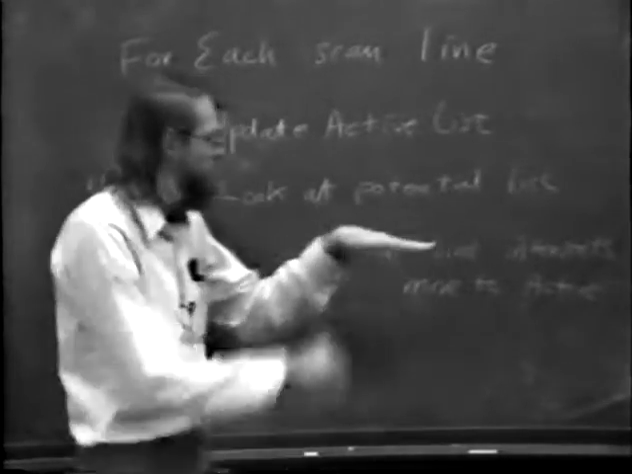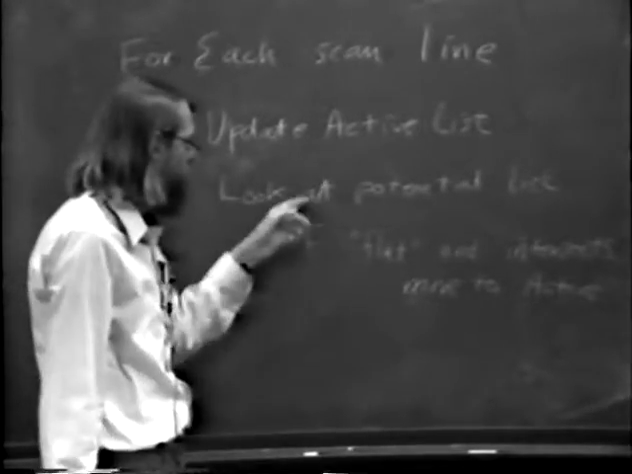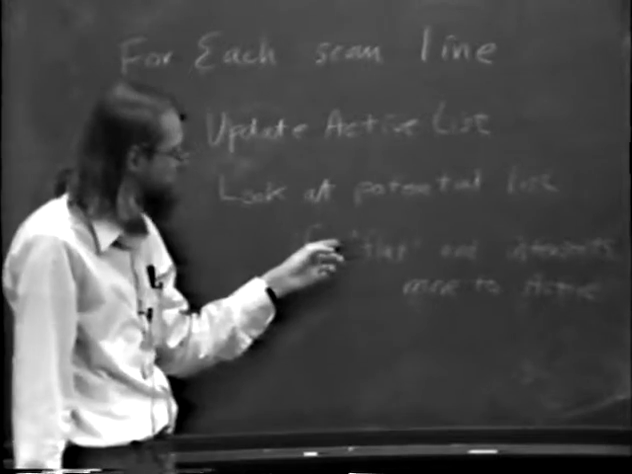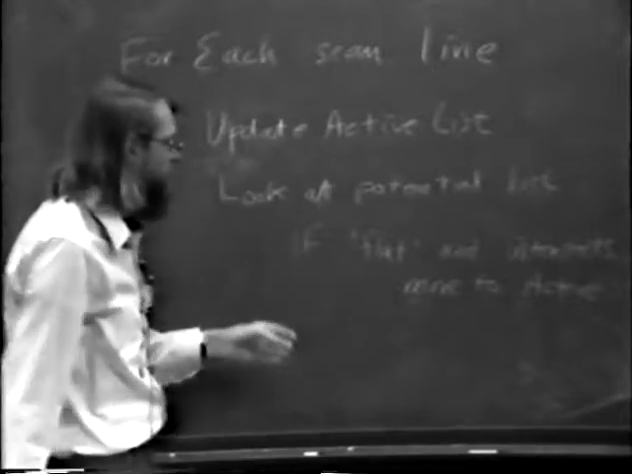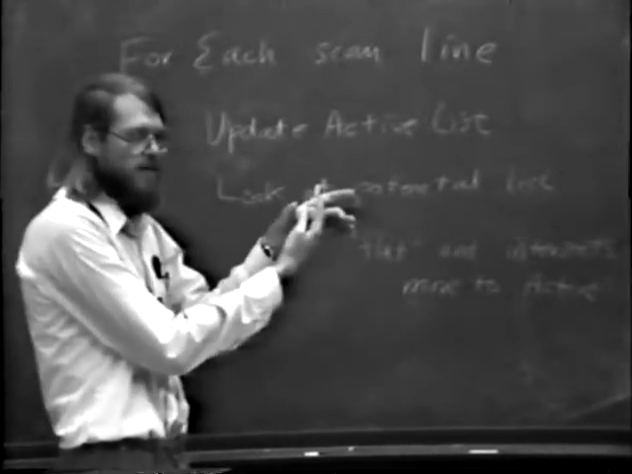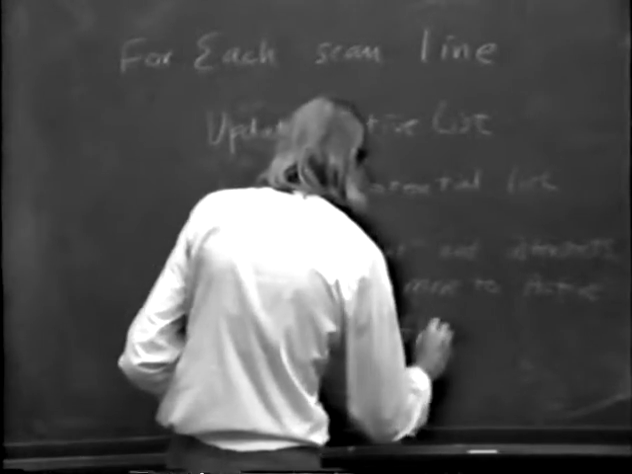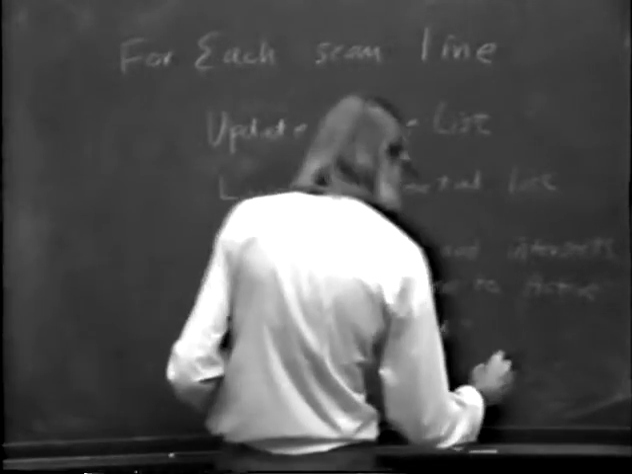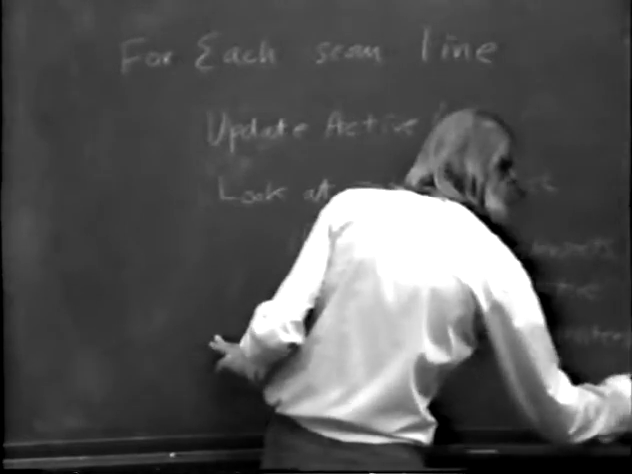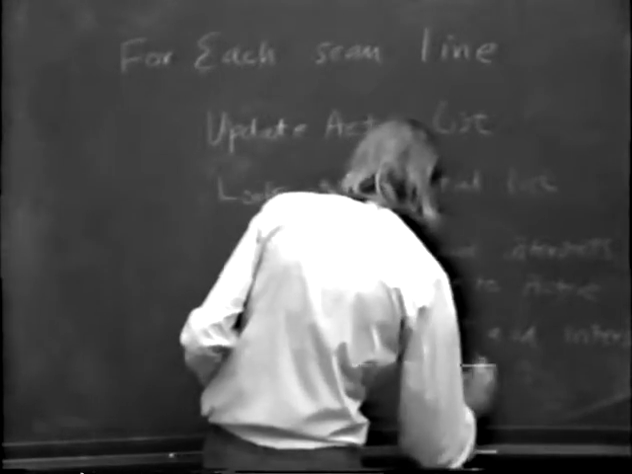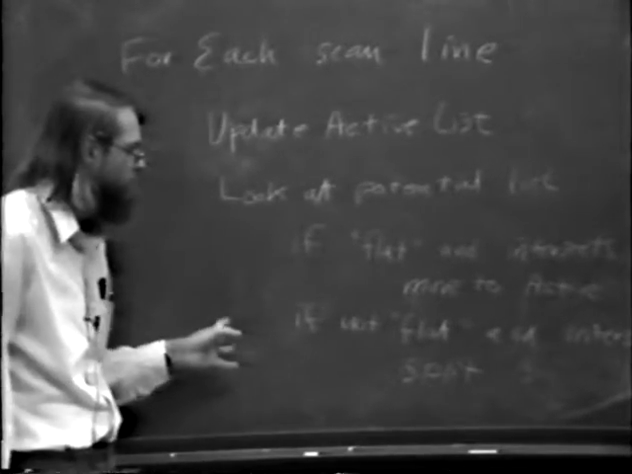Now for something that's below the current scan line, we just leave it in the potential list. We haven't gotten to it yet. And so we're really only looking for things in the potential list that have now decided to poke through the scan line when it goes down. If the thing pokes through the scan line, but it's not flat, you split it into two pieces, or four pieces, and put those on the potential list.